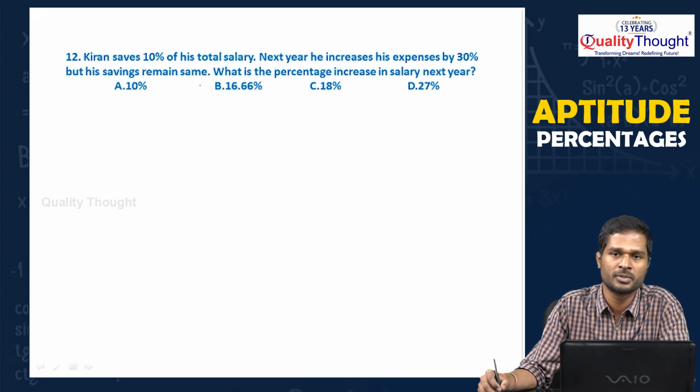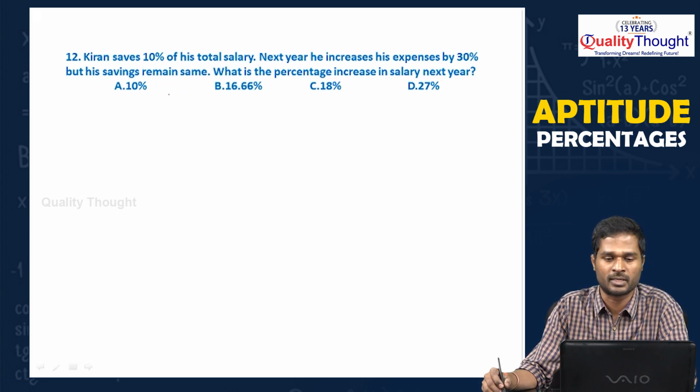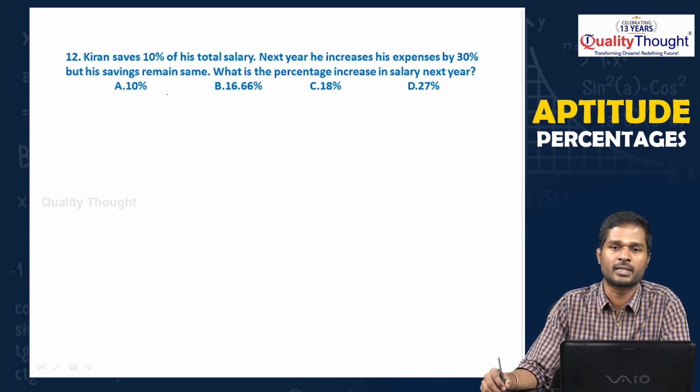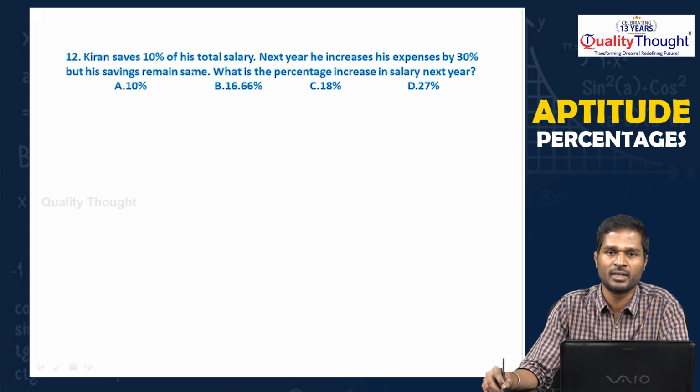If he saves 10 rupees in the first year, in the second year also, he is going to save 10 rupees, but the expenses were increased by 30%. For example, in the first year, if his expenses were 50 rupees, now it will become 65 rupees, like that. So, his savings were the same, but the expenses were increased, which means definitely his salary would have been increased. So, how much is the salary increased in the second year when compared to the first year?